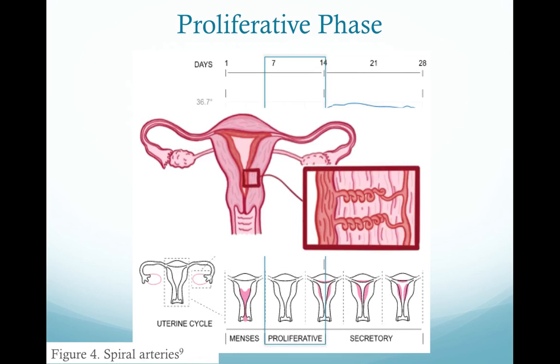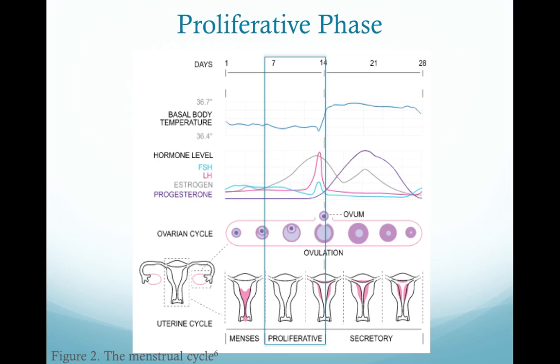The rising estrogen levels also lead to a proliferation of stroma and glands and the elongation of the spiral arteries to supply blood to the endometrium. Additionally, the increasing estrogen levels cause the cervical mucus to change in consistency, making it more hospitable to potential incoming sperm.